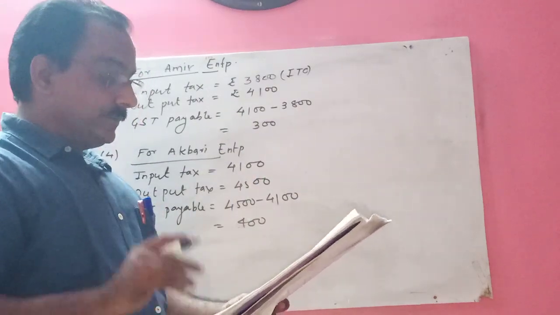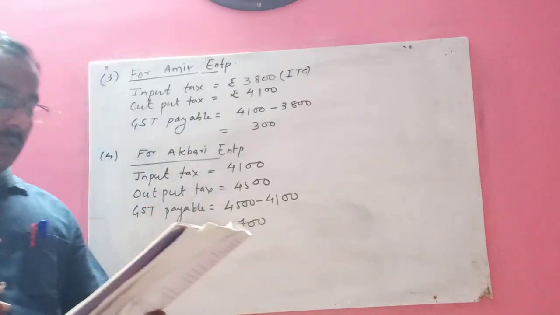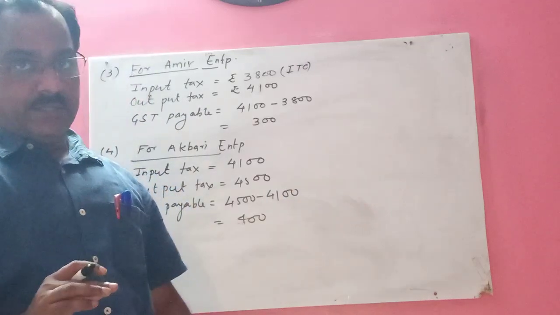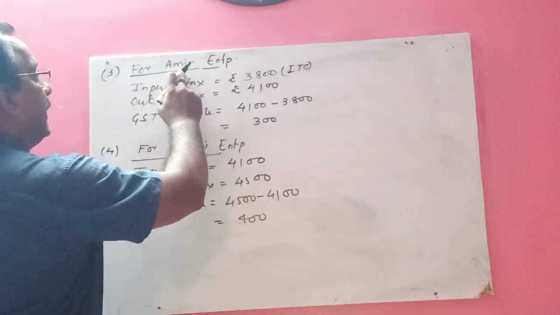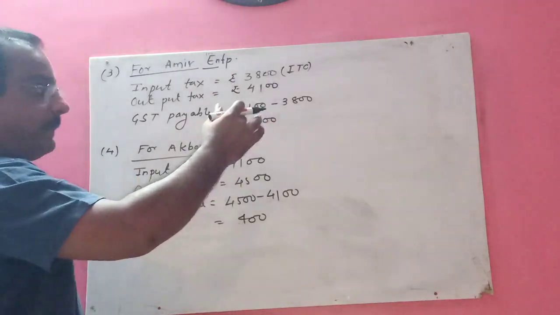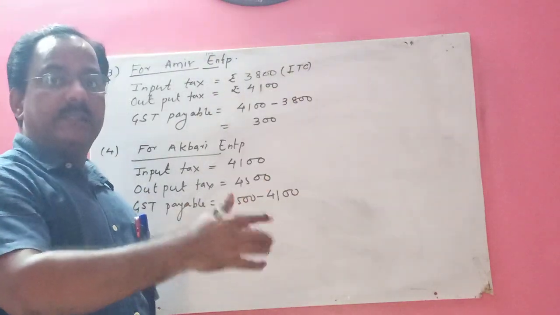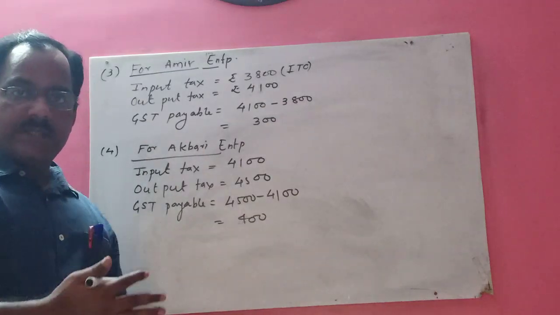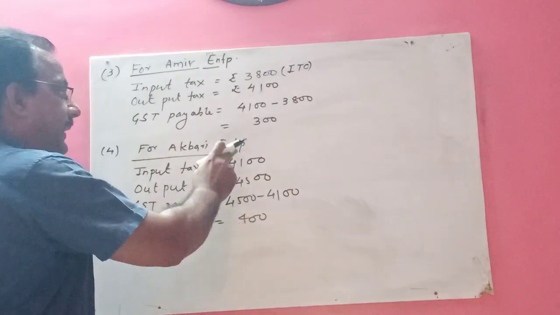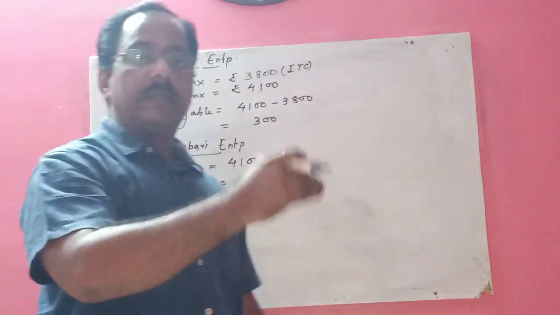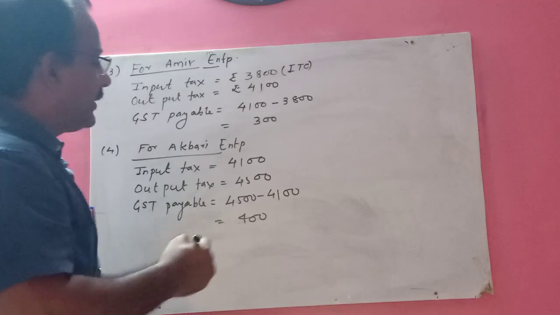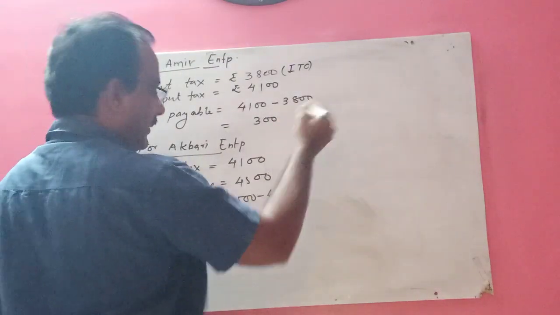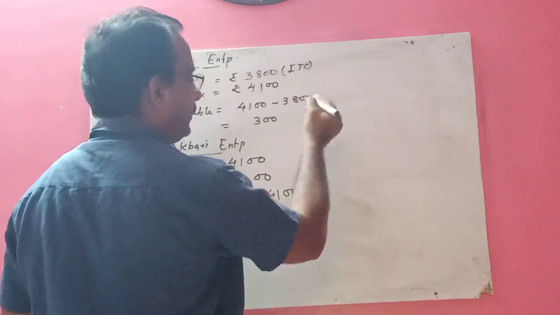After this, you have to calculate the CGST and SGST at every stage. Meaning, how much CGST and SGST Amir Enterprise has paid to the central government and the state government. Similarly, how much CGST and SGST was paid by Akbari Enterprise to the central government and state government. For this you should make a table or you can calculate it directly. For easy purposes we will make a table here.